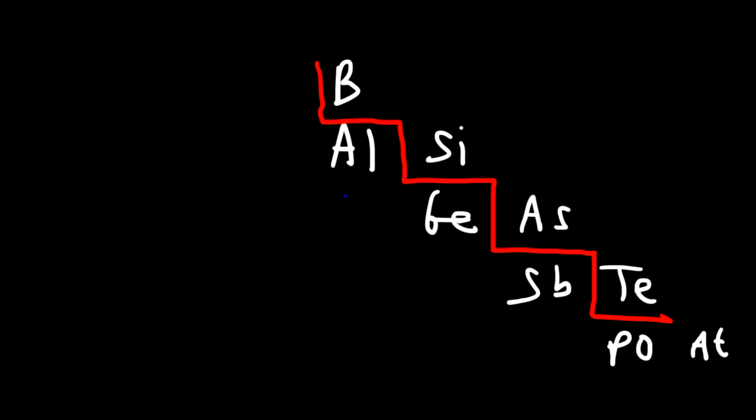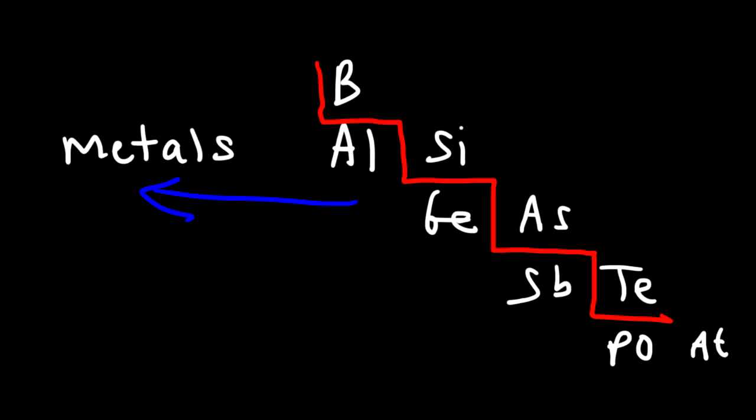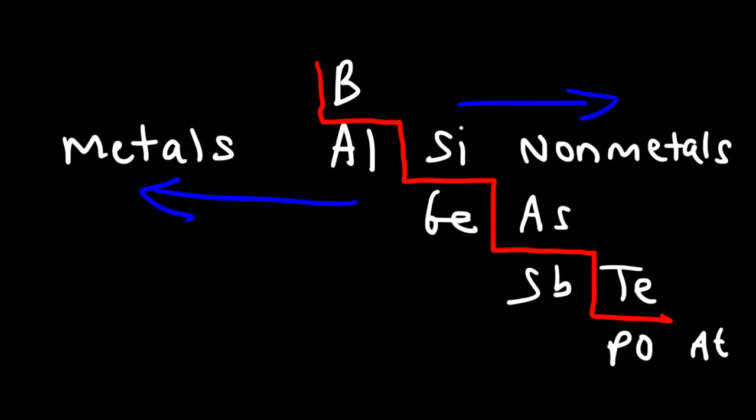So the elements towards the left of this line, they're metals. Metals like to give away electrons, and as we discussed before, they like to form positively charged cations or ions. To the right of that line, you have the nonmetals, which like to acquire electrons and form negatively charged ions or anions. Now on this line, you have metalloids. For instance, boron, for example, is a metalloid. A metalloid has properties in between that of a metal and a nonmetal.